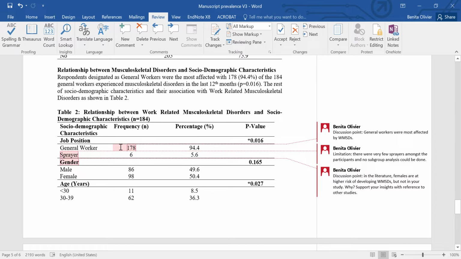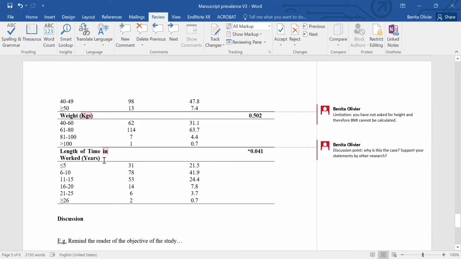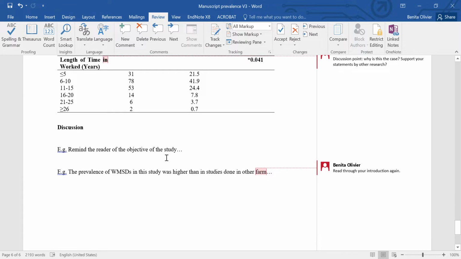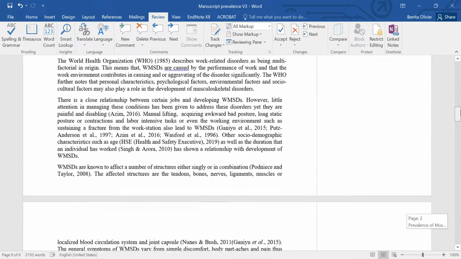And then you go on, and we've highlighted that the risk is quite high in the general workers, and the length of time that they worked. So you make your notes as you go on and read through the results and the methods. Once you've been through the results and the methods, just go back to your introduction.